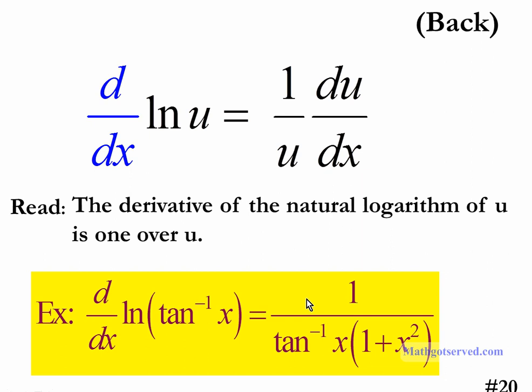So when you multiply 1 over arctan of x with 1 over 1 plus x squared, you have 1 on the numerator, a result of multiplying 1 and 1. In the denominator, you have arctan of x times 1 plus x squared. An example of the application of the differentiation rule for the natural logarithmic function ln.